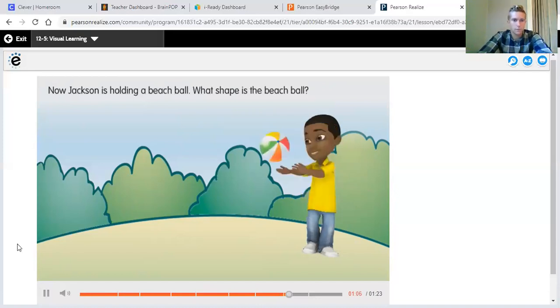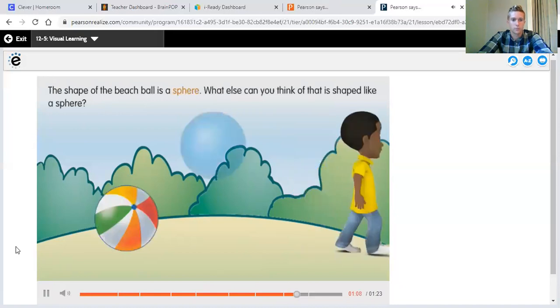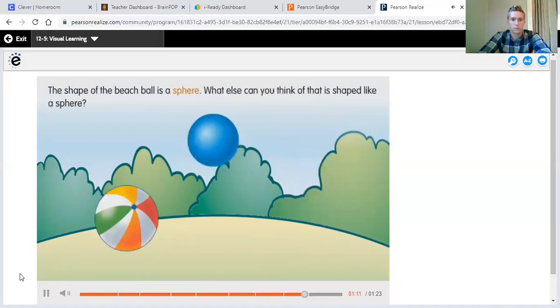The shape of the beach ball is a sphere. What else can you think of that is shaped like a sphere? Hmm. What can you think of that is shaped like a sphere? What do you think of?